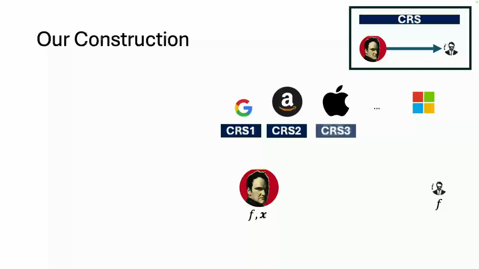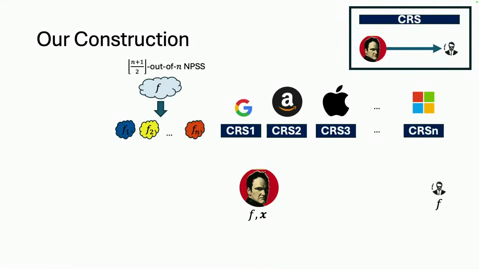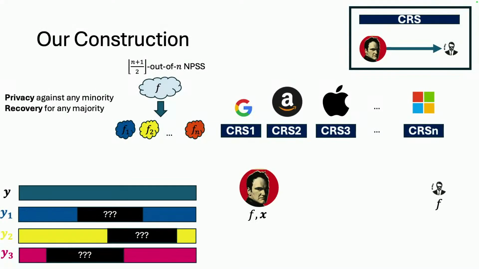Okay, so we start by generating the CRSs for standard NISC. And now our prover, who holds the circuit and the witness, is going to use this NPSS in order to generate this F1 up to Fn. And we're going to set the threshold in a way that will get privacy against any minority and recovery for any majority. Okay. So this guy generates all these partial assignments and the global assignment.